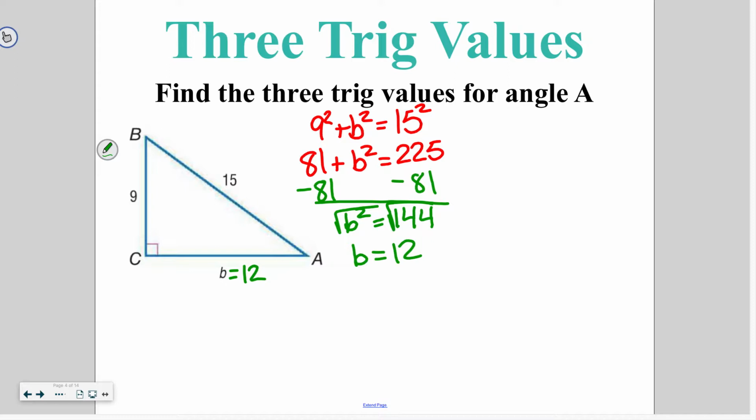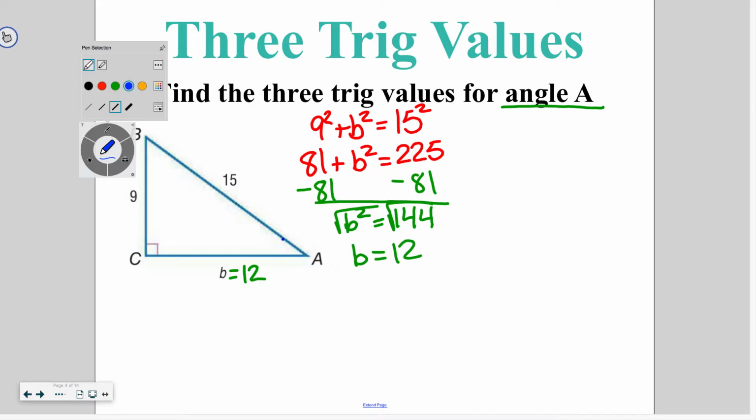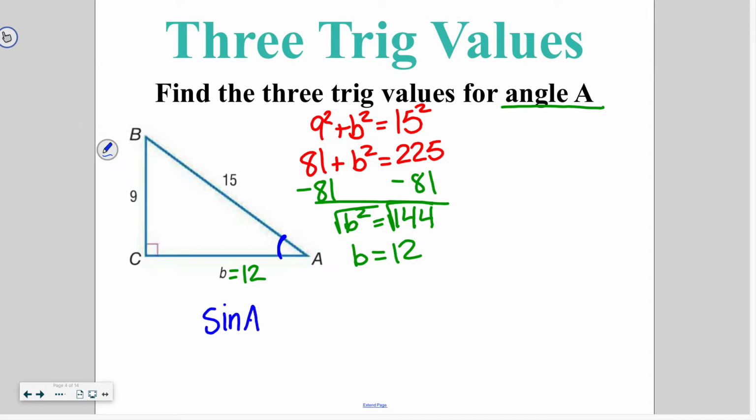Now, we are looking for the values in relation to angle A, so this angle down here in the corner. First, we're going to have sine of A. So we're going opposite, which is 9, over the hypotenuse, which is 15. So we get sine of A is equal to 9 over 15. That can be reduced by dividing both by 3. So I get 3 over 5.